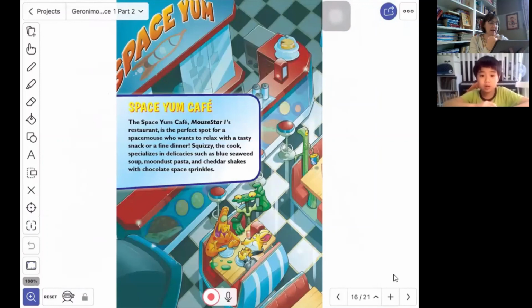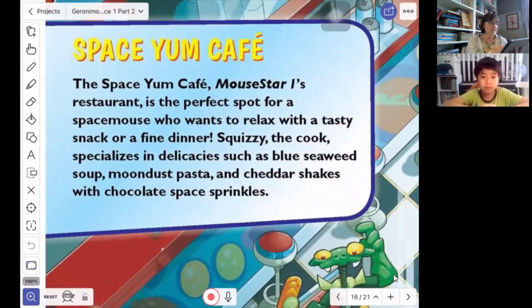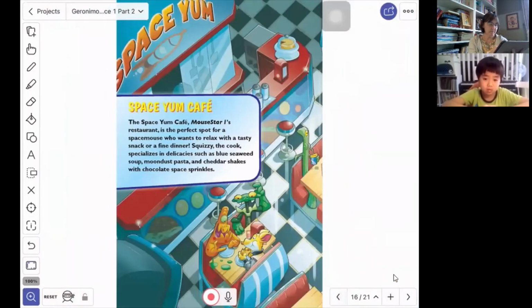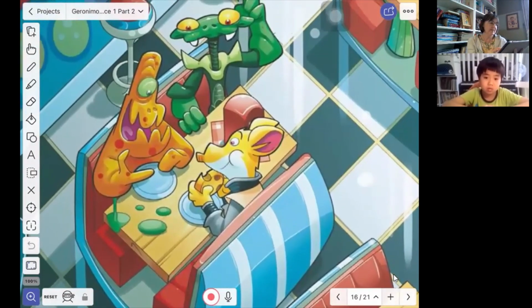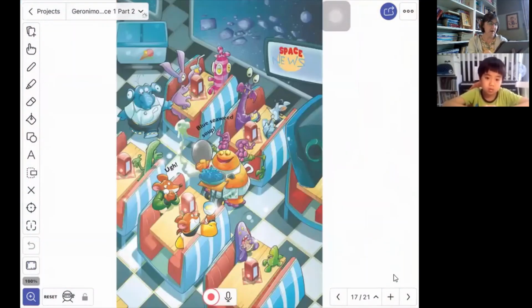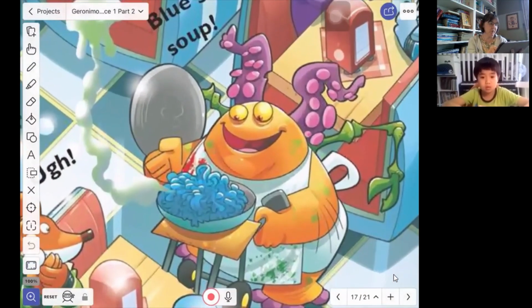This is called the Spacemice Cafe. What's that? On the next page we can see Geronimo. Let me see what it says here. It's the perfect spot for a space mouse who wants to relax with a tasty snack or a fine dinner. Squizzy the cook specializes in delicacies such as blue seaweed soup, moon dust pasta, and cheddar shakes with chocolate space sprinkles. So there we can see, actually, I don't think that's them. I think that's some other people at the cafe. All right, here, I see blue seaweed soup.